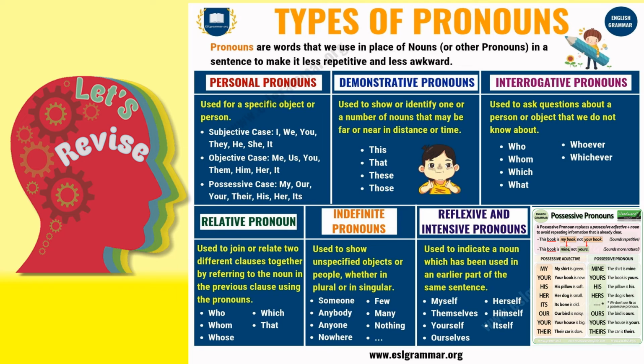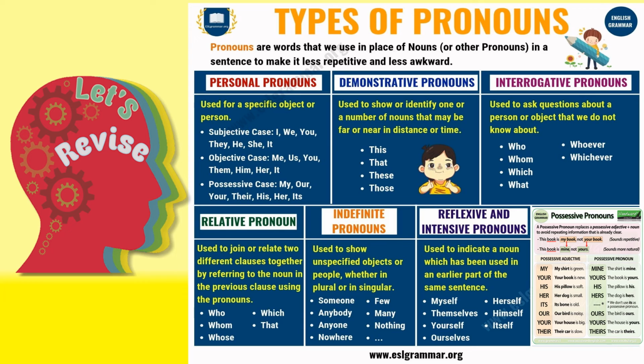Reflexive and intensive, I've explained it to you, are used to indicate a noun which has been used in an earlier part of the same sentence. Reflexive pronouns reflect back on the speaker, and emphatic or intensive pronouns emphasize the fact that the subject has done the work all by himself or herself or themselves.